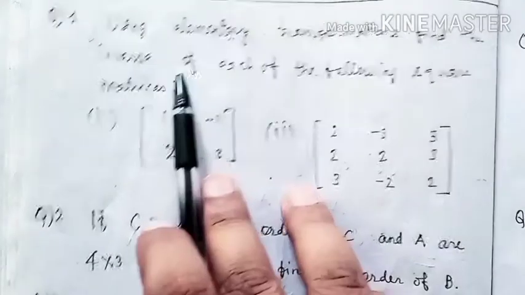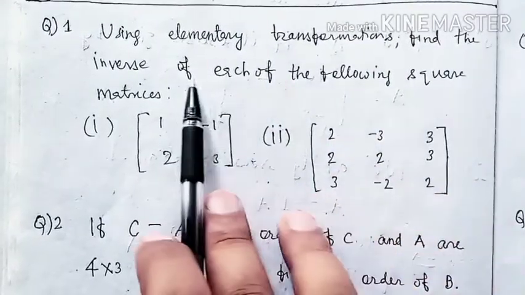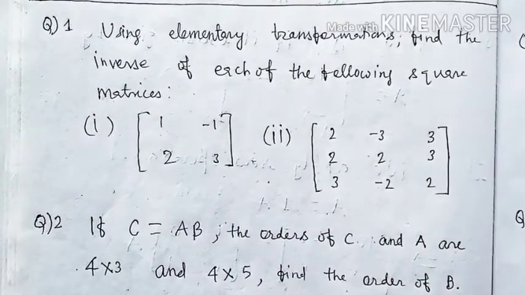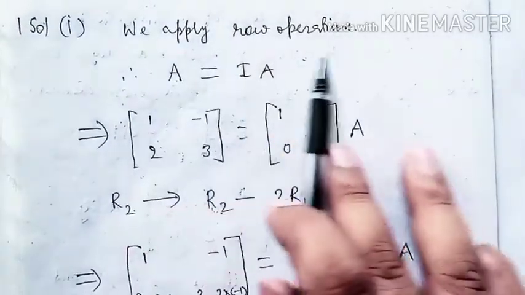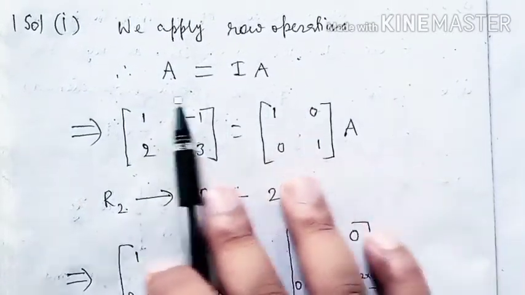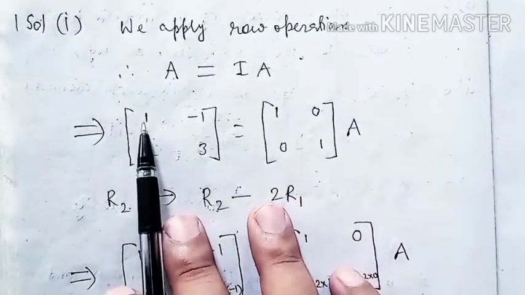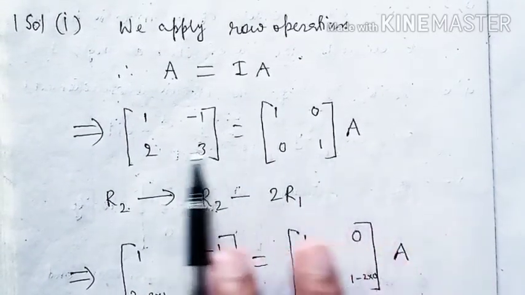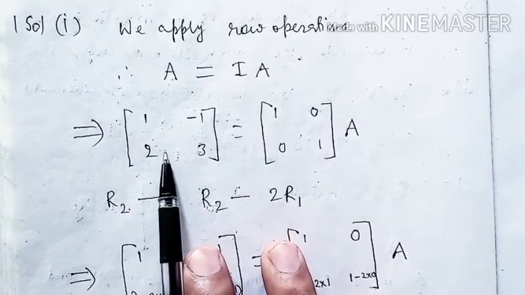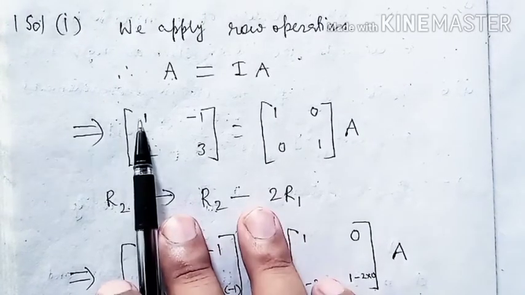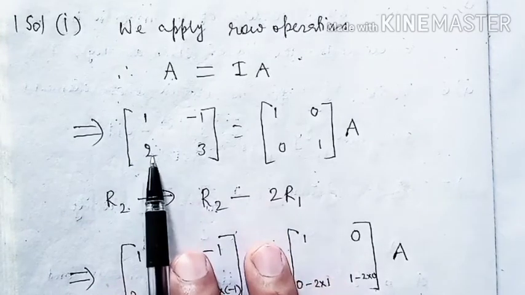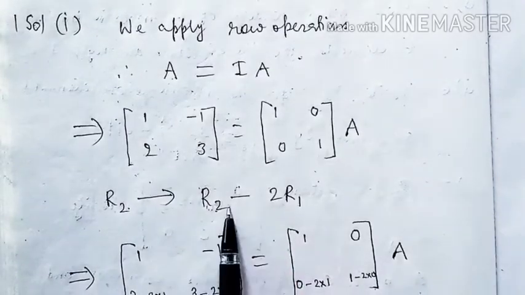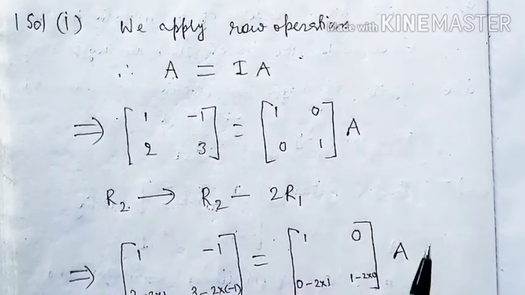Using elementary transformations, find the inverse of each of the following square matrices, this and this. We apply row operations. Then we start with A is equal to IA. Now this is our A, this is the identity matrix, this is A. As per the rule, we have to transform this into the identity matrix. So firstly we start with this position. Now this is 1. Now we have to make this 0. For that we have to apply the operation R2 minus 2R1 to get 0 in this position.